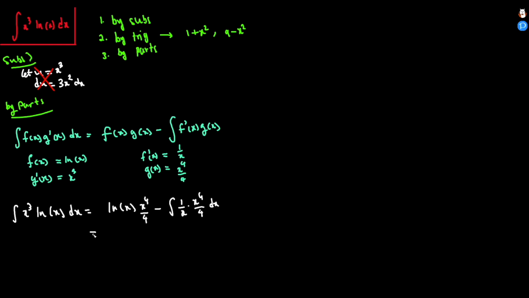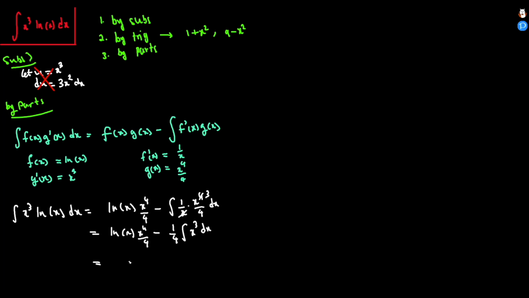We can simplify this because the x cancels out, and x to the 4th becomes x cubed. We can pull the 1/4 out, so that's just ln of x times x to the 4th over 4, minus 1/4 times the integral of x cubed dx. Sorry about that noise if you're hearing it, that's just me using the blender.